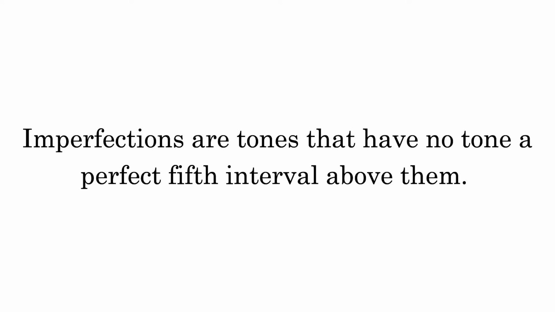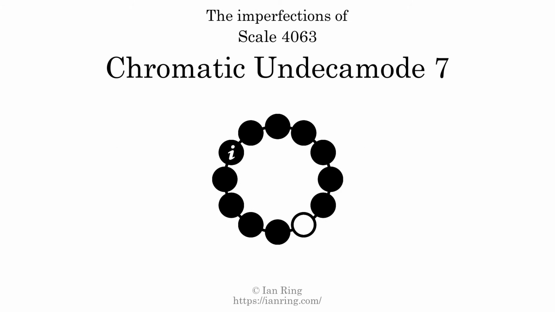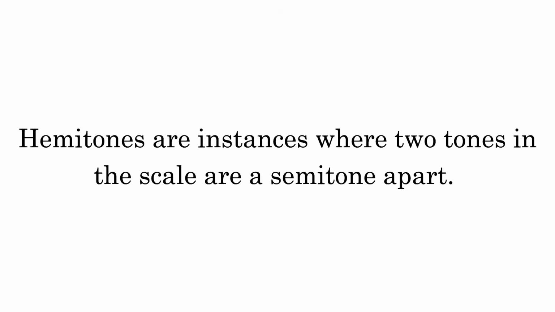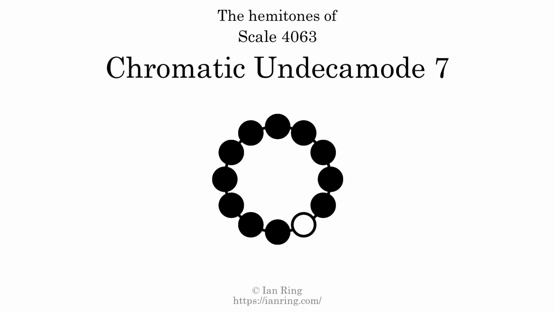Imperfections are tones that have no tone or perfect fifth interval above them. This scale has one imperfection. Here, hemitones are instances where two tones in the scale are a semitone apart. This scale has 10 hemitones. They are at positions here, here, here, here, here, here, here, here, here, and here.